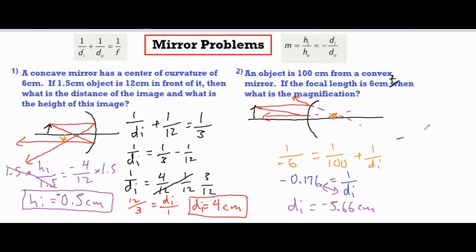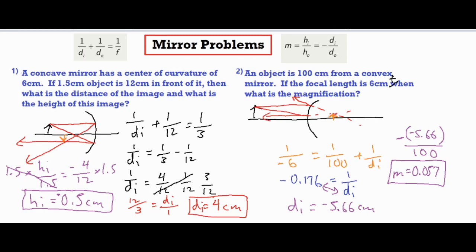So negative di over do, and then my magnification comes out to 0.057, okay, which is unitless, because if you are dividing something in centimeters by another thing that's in centimeters, the units are going to cancel out.